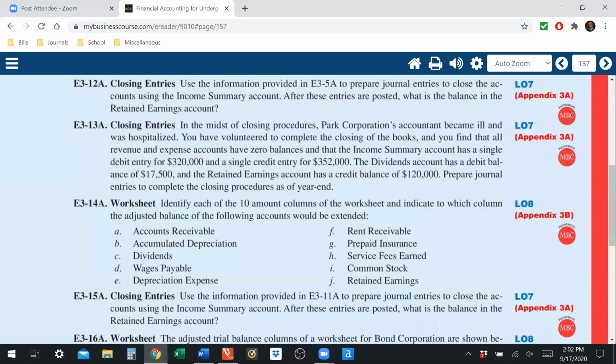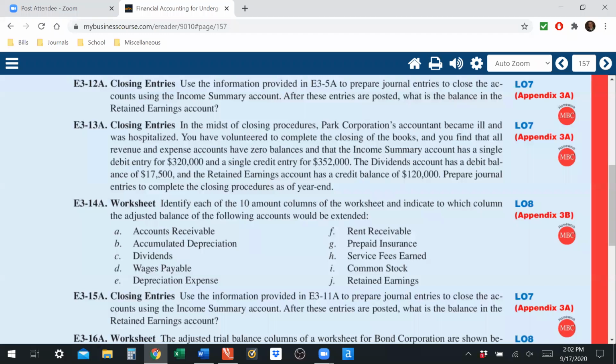In the midst of closing procedures, so we're talking about closing entries now. All right, quick summary. Which accounts are closed? The temporary accounts. What does closed mean? It means you take the account's balance and you make it zero. So the accounts that are closed out to zero at the end of every period are the temporary accounts. Those include all the revenue accounts, all the expense accounts, and dividends. These are the three types of accounts whose balance would be closed out to zero.